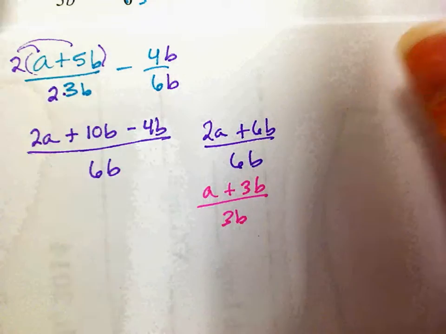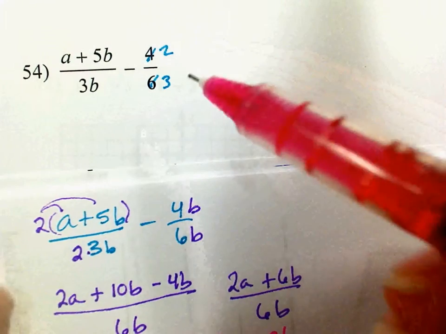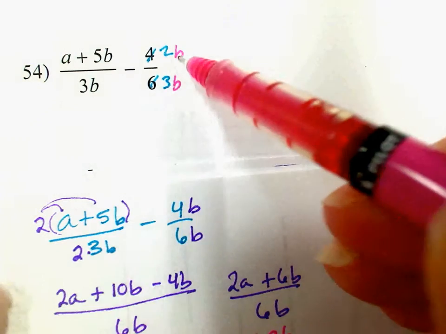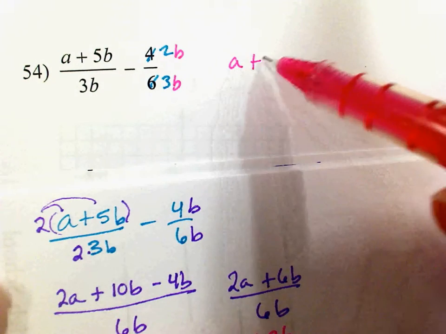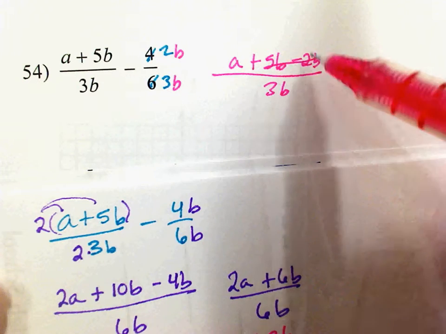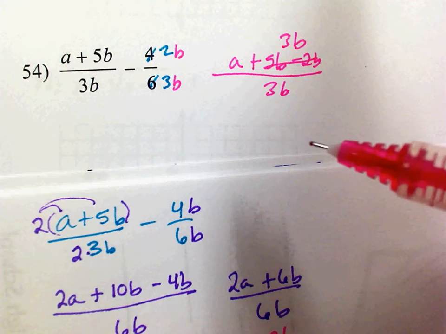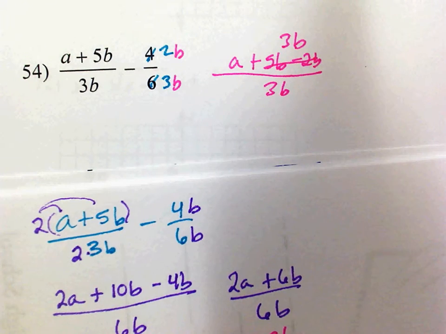Now, if I had done just a 2 and a 3, then the only thing I would have had to multiply is b, right? So I would have a plus 5b minus 2b over 3b. You just get to the answer more quickly. Okay? Alright, so what about 55?